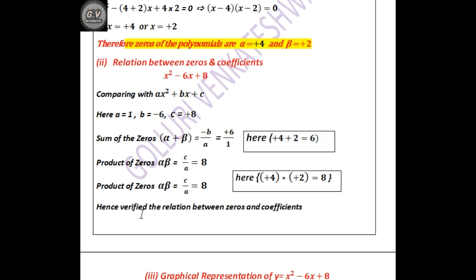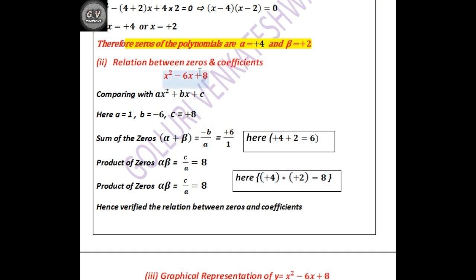Verifying the second condition. Product of zeros is c by a. What is the value of c? 8 by a value 1. So that is 8. Look here, 4 twos, 4 into 2, 4 twos are 8. Product of zeros is 8 and sum of zeros is 6. Hence the relation is verified.